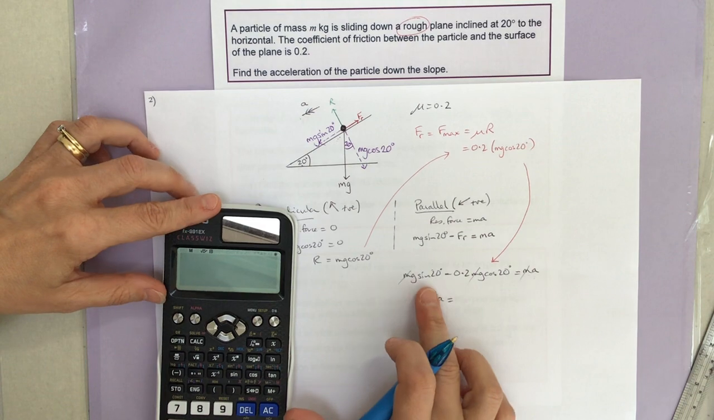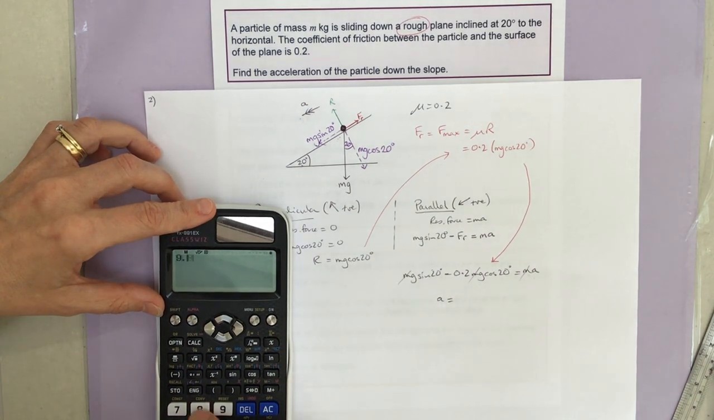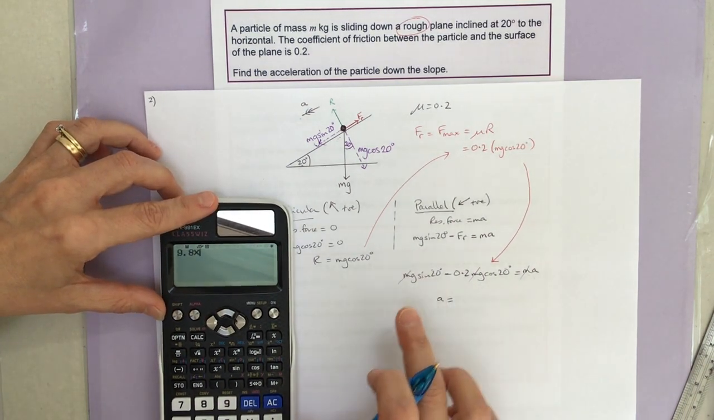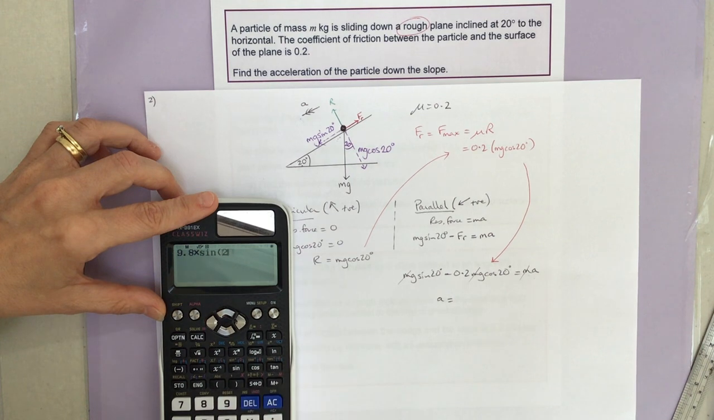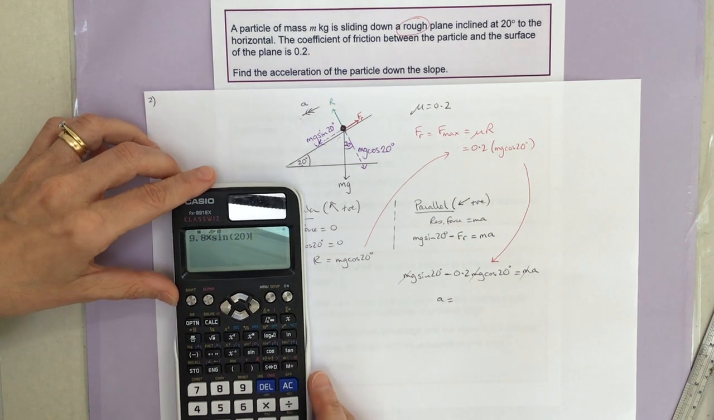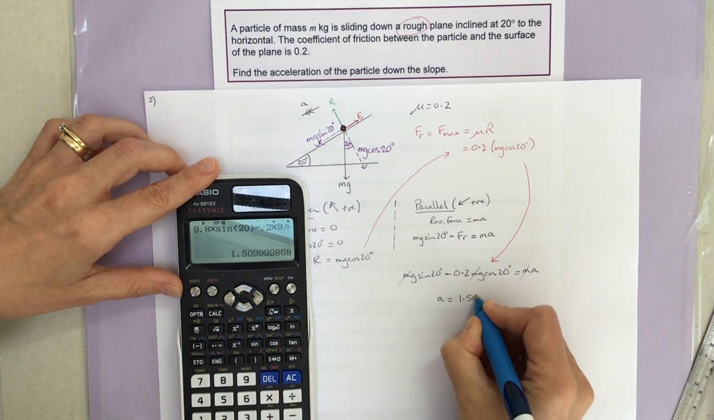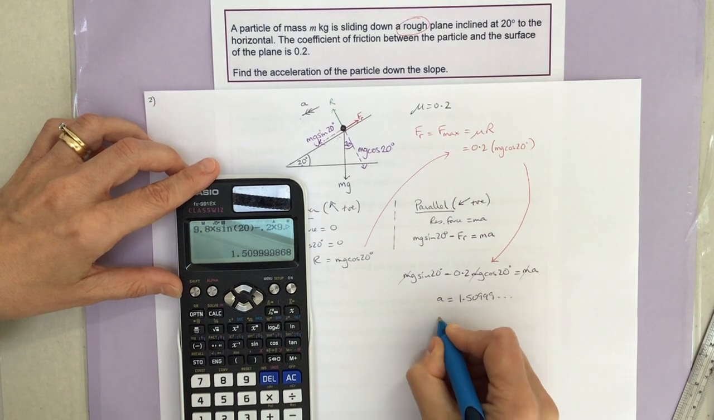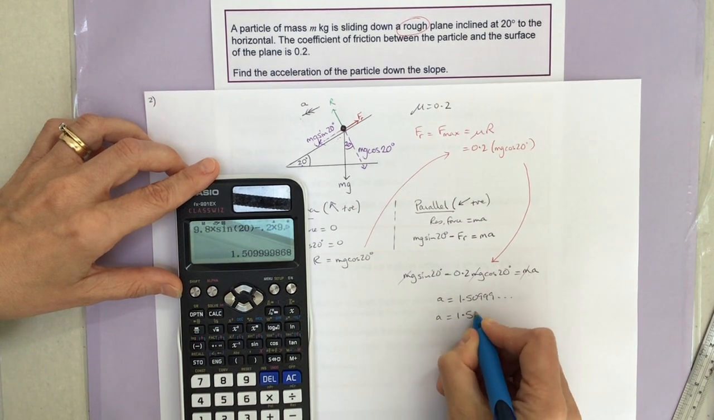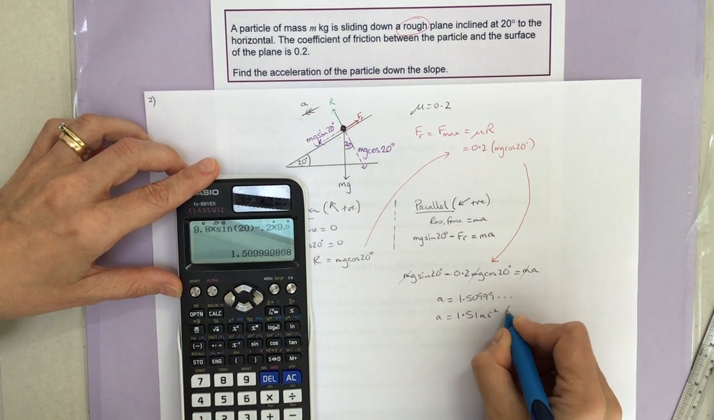So let's have a look. We've got 9.8 sine 20 minus 0.2 times 9.8 times cos 20, and we're getting there, 1.5099. So a is equal to 1.51 meters per second squared to 3SF.